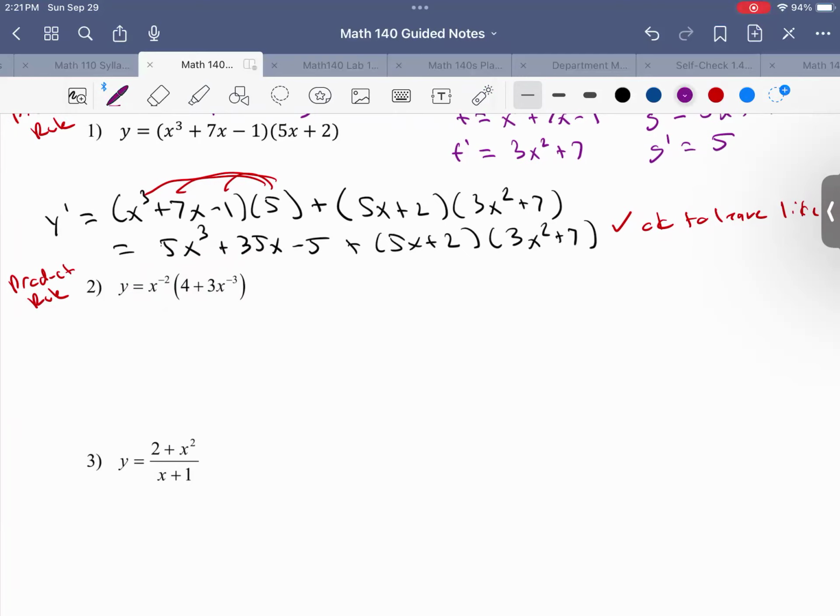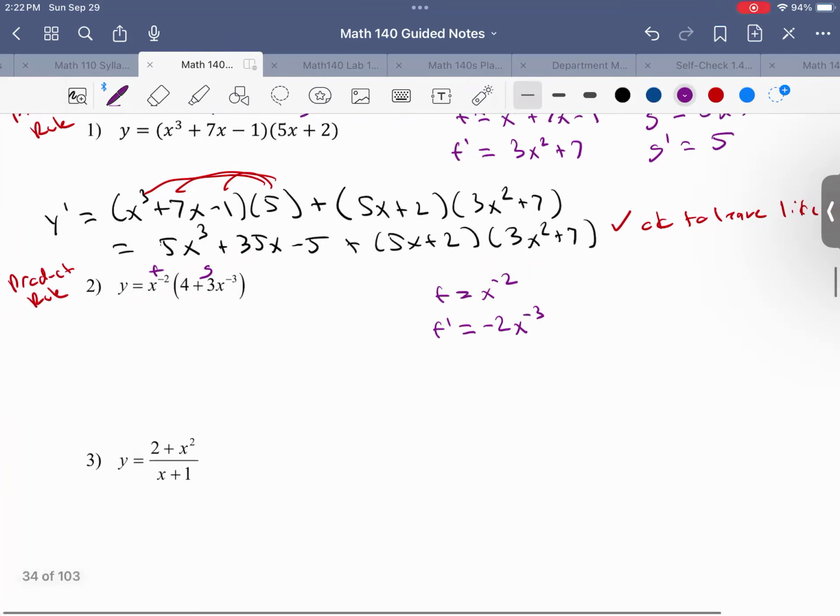Okay, so product rule. And so we have to have f and g and their derivatives. So we're going to have f equals, once again, this is f, that's g, x to the negative 2. Let me rewrite that. x to the negative 2. And so the derivative of this, right, the negative 2 comes down. We subtract 1 from it. So this becomes negative 2x to the negative 3.